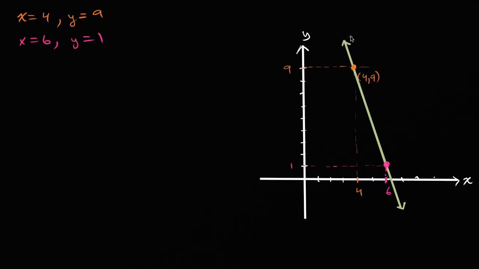Now what I want to do in this video is see, can we find that linear equation, and can we express it in both point-slope form and in slope-intercept form? And I encourage you, like always, pause the video and see if you can do it. So let's first think about point-slope form.